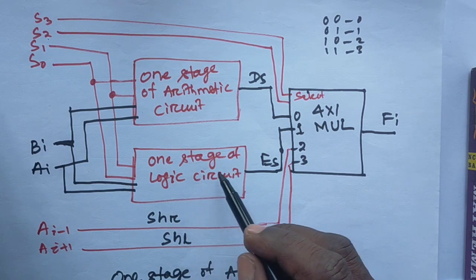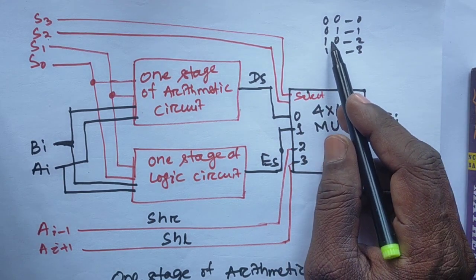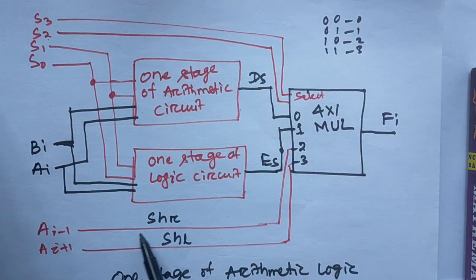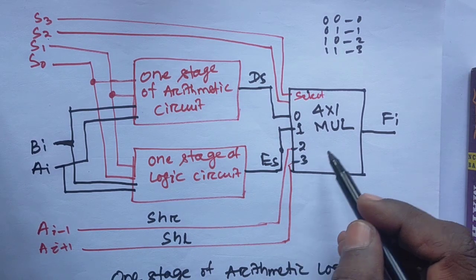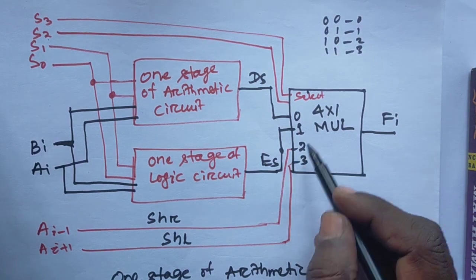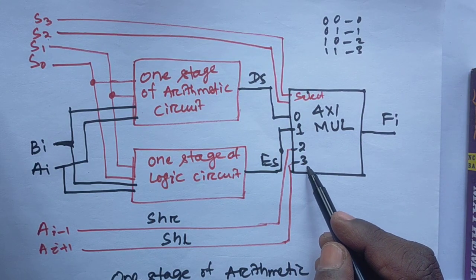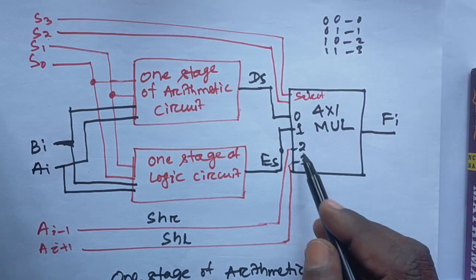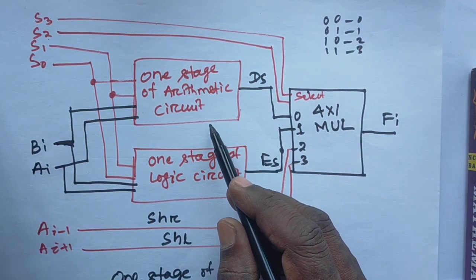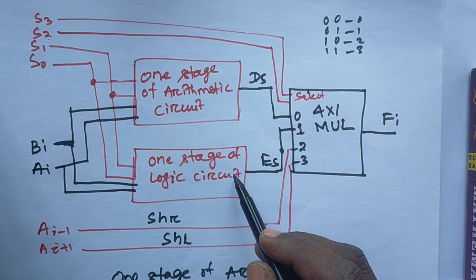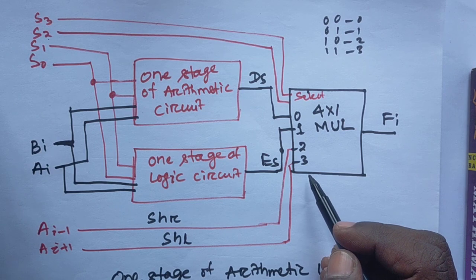It will receive only one stage logic circuit here, 1. Next, 2 means it will consider only shift right data, and 3 here is shift left data. So in this way this multiplexer chooses either the arithmetic operation, or the logic operation, or shift right or shift left operation.